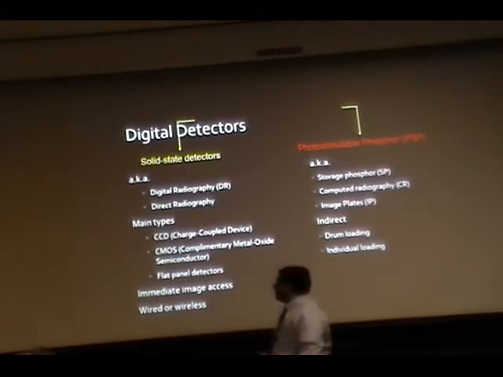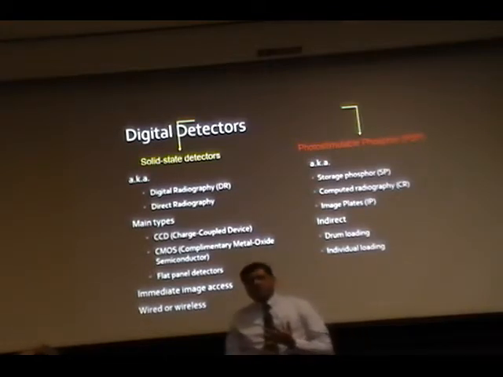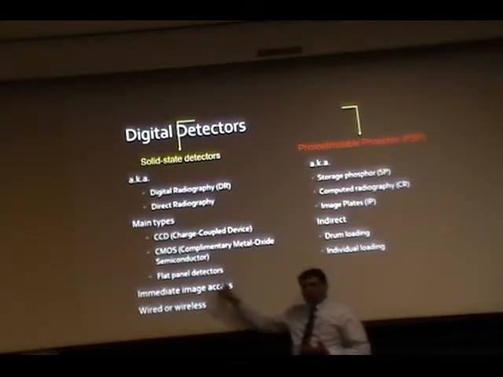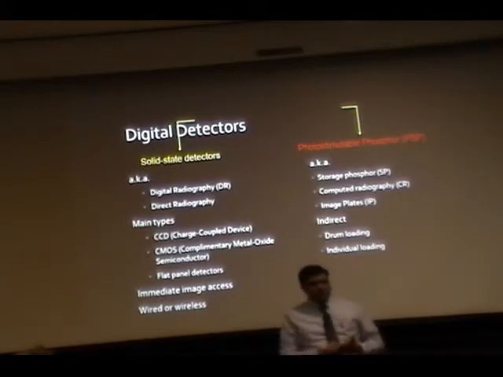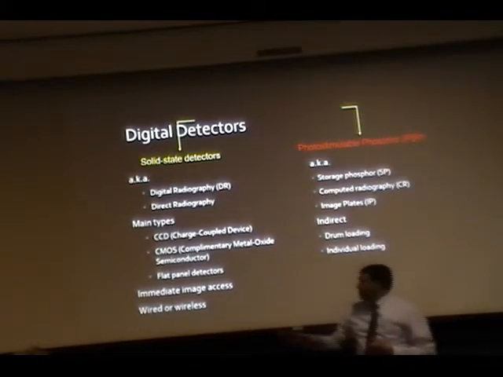This one is the direct one. We have two things, CCD and CMOS. The latest one is flat panel detectors. And again, here there are two other things, wired or wireless. We'll talk in detail.